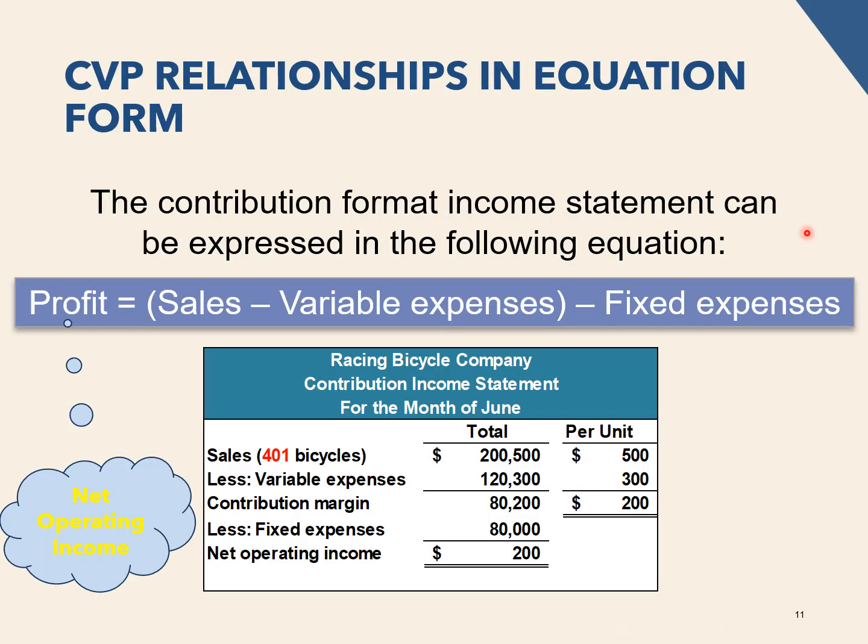The contribution format income statement can be expressed in the following equation. Profit or net operating income is equal to sales minus variable expenses minus fixed expenses. Or you can take a look at this contribution income statement. Starting from sales minus variable expenses will get you contribution margin. Then you minus fixed expenses, then you will get net operating income.